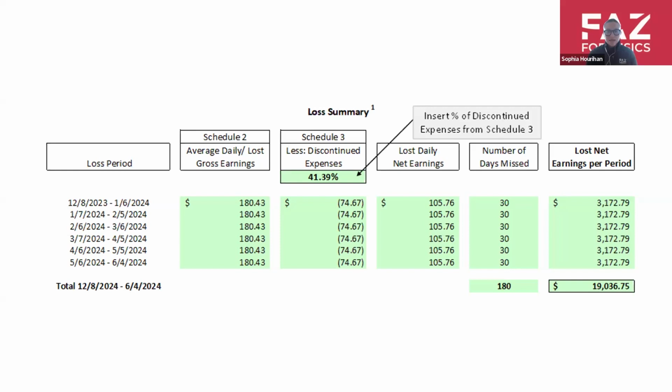And we're going to want to multiply that by the number of days missed. At times, depending on the actual earnings, we will take period by period separately and say this period has a different value than the other period, just based on how their actual earnings look. Here, when you multiply it by 30, we're going to get the 3,172.79 per period. And that gets us our final answer of number of days missed, 180, and lost net earnings per period of 19,036.